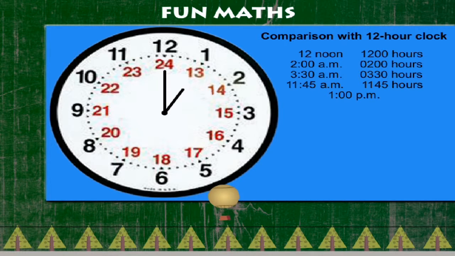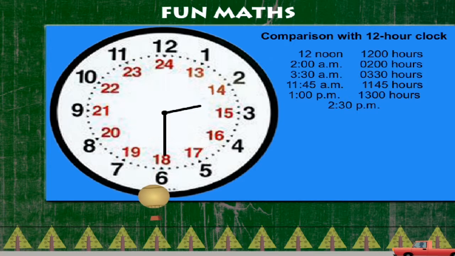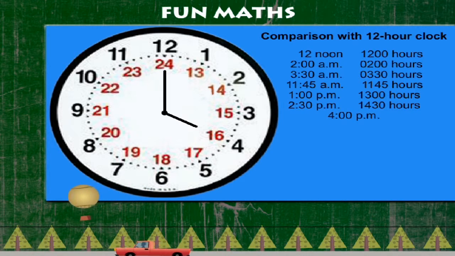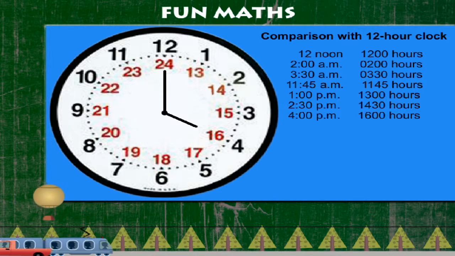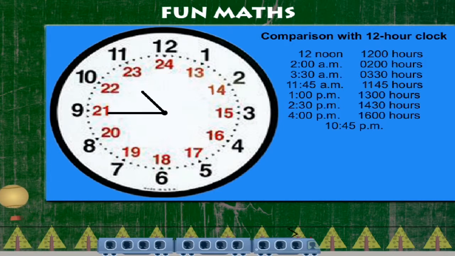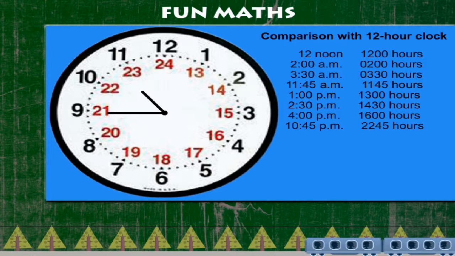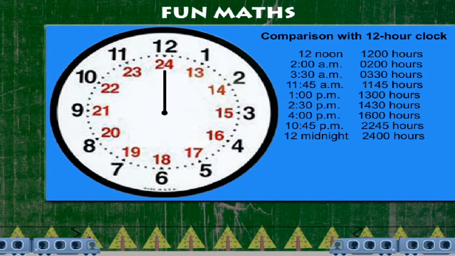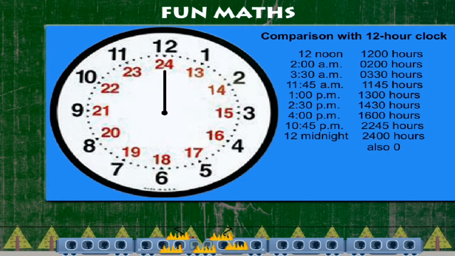1 pm becomes 1300 hours. 2:30 pm is called 1430 hours. 4 pm is 1600 hours. 10:45 pm is 2245 hours. And 12 midnight is 2400 hours. Also 0000 hours. That was fun.